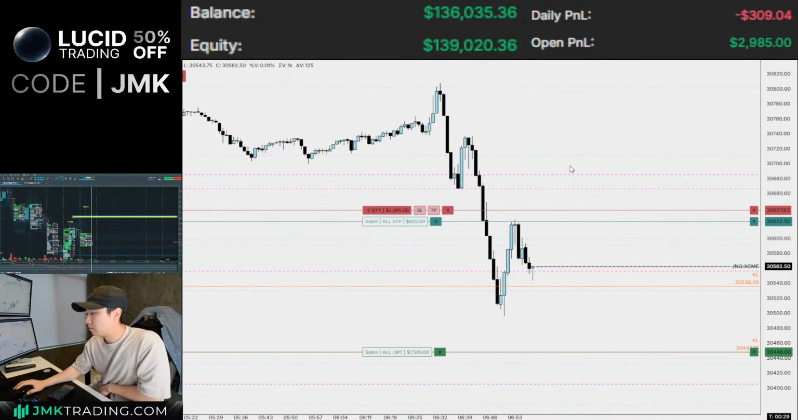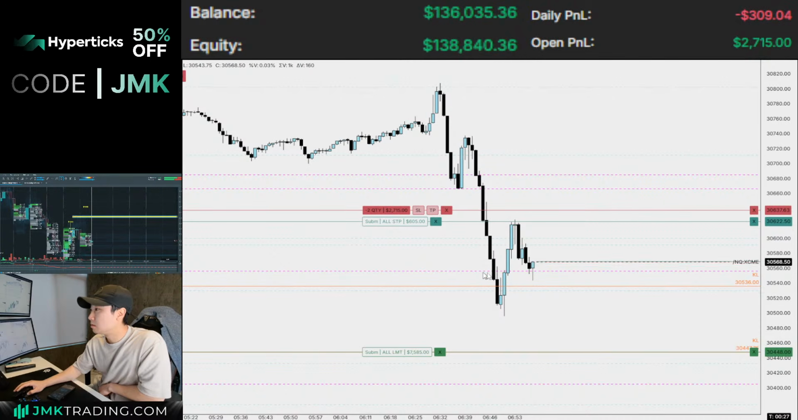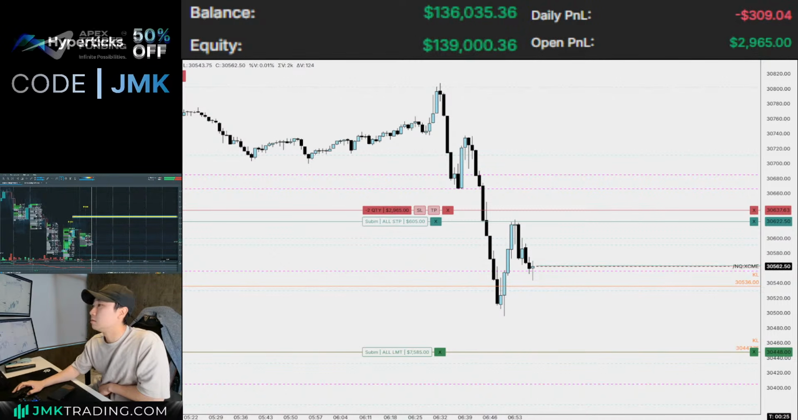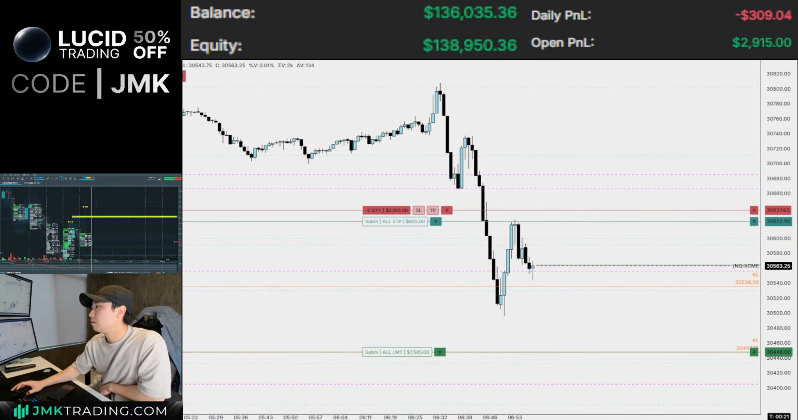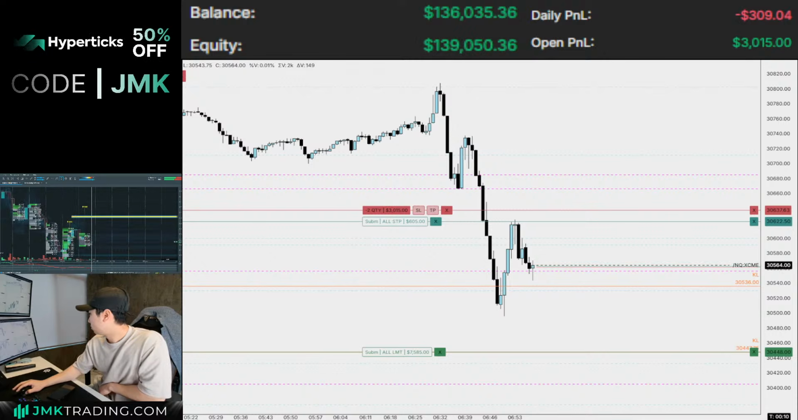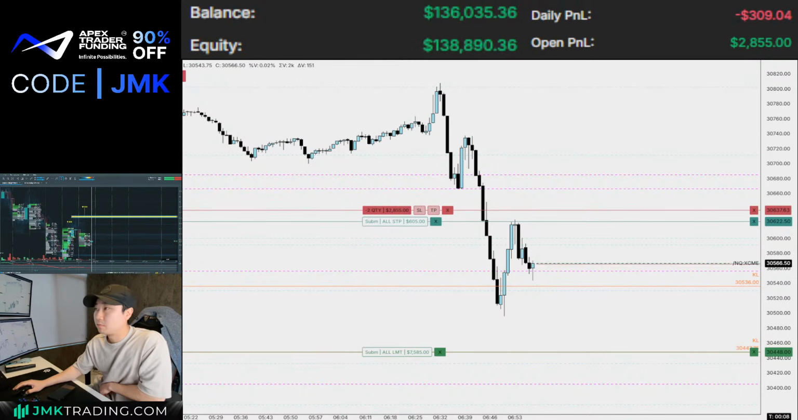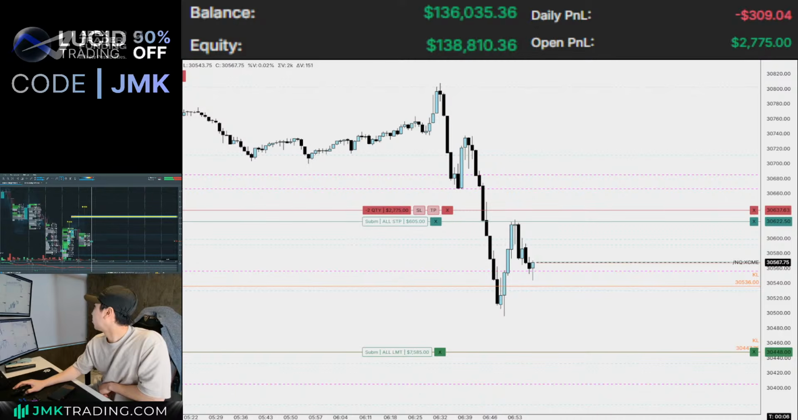All right, we gotta break this level here. It's also a POC, but this is also a key level, 540-ish. I want to see us take this. Yeah, I'm not bullish on this at all.